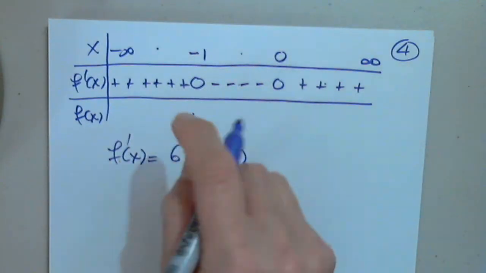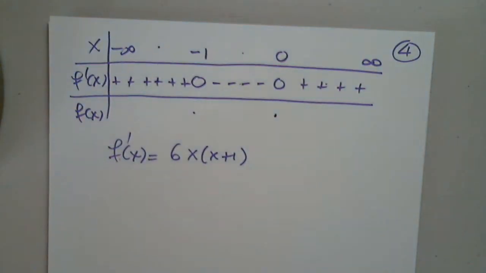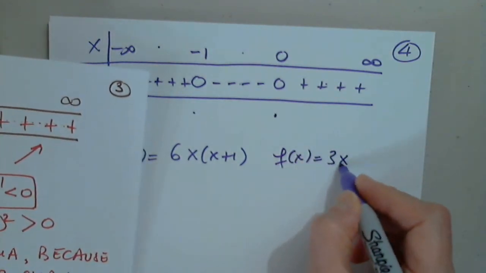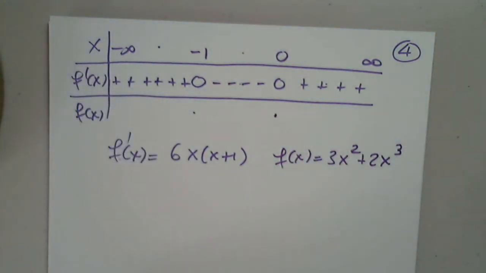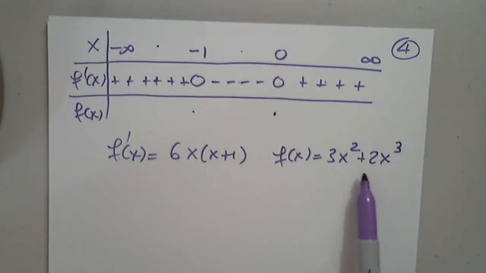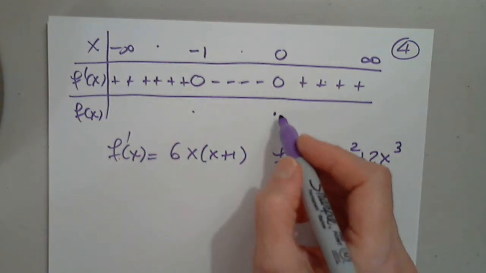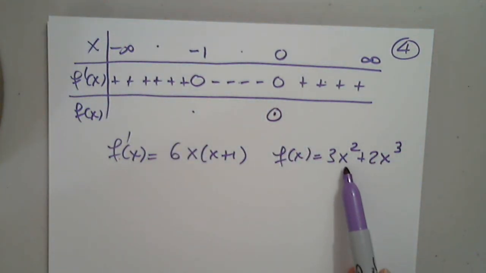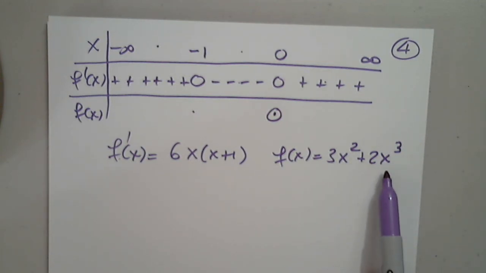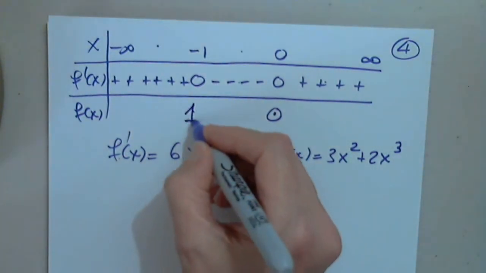At this point, I have to determine these values. So I go back to the original function. I'm going to copy it here. So it's 3x squared plus 2x cubed. There is no need to put this function in the graphing calculator because it's quite easy to plug in negative 1 and plug in 0. When we plug in 0, what do we get? 0. Perfect. And when we plug in negative 1, this will be 3, and this will be negative 2. So 3 minus 2? Positive 1. Very good.